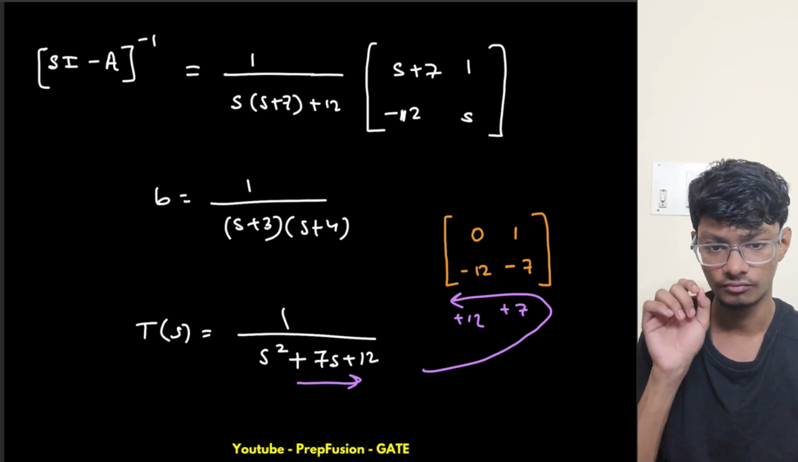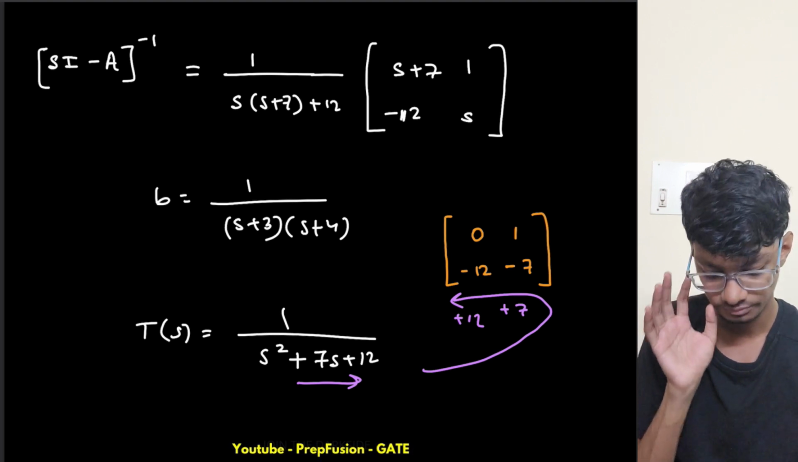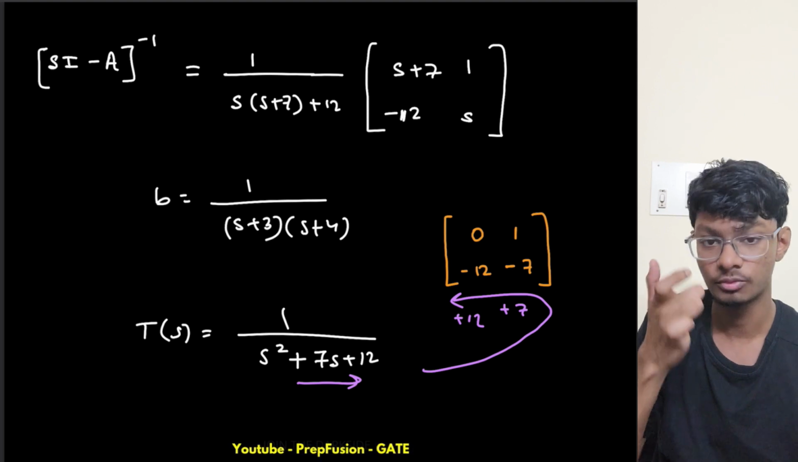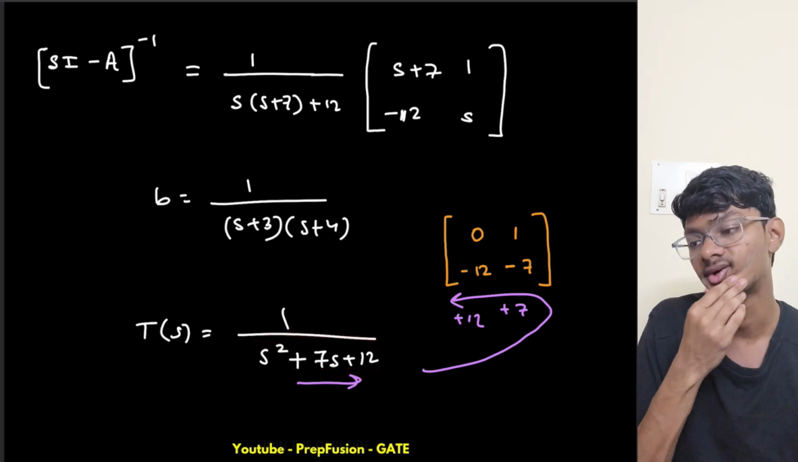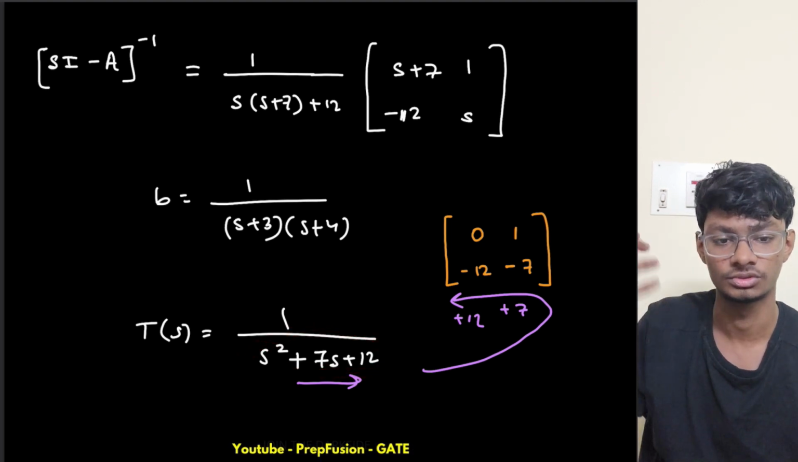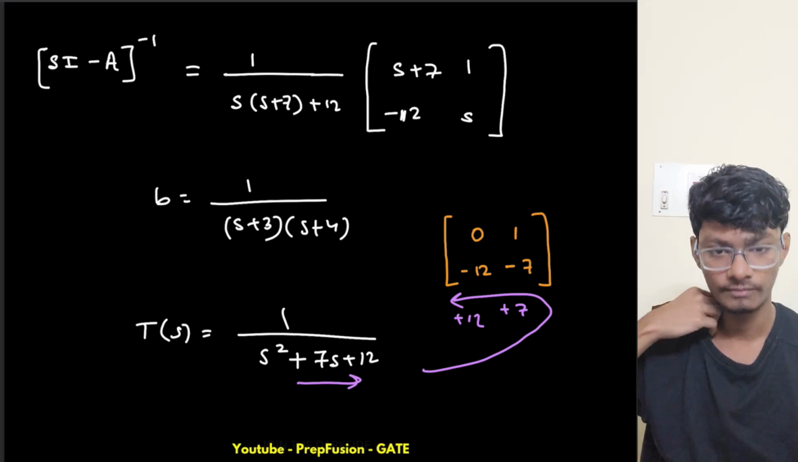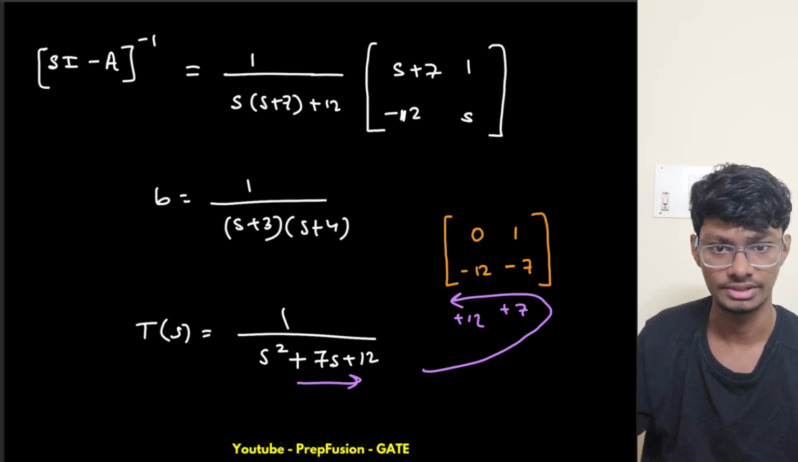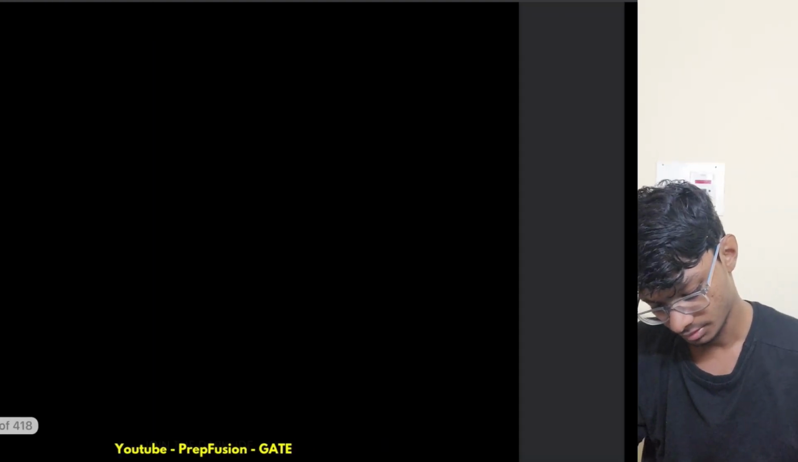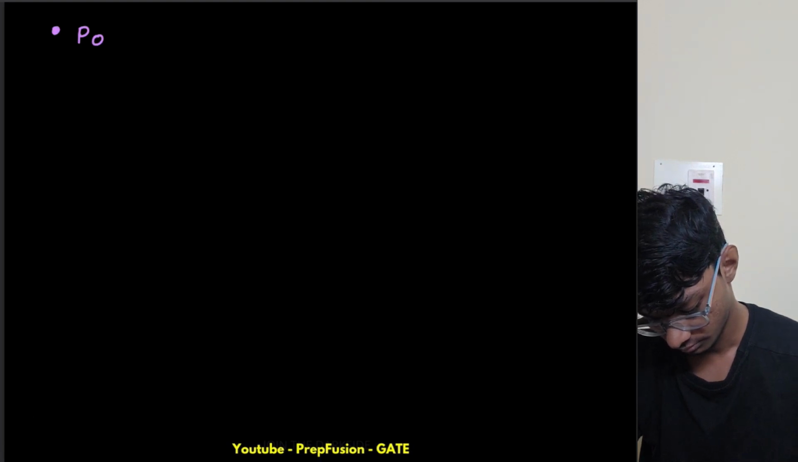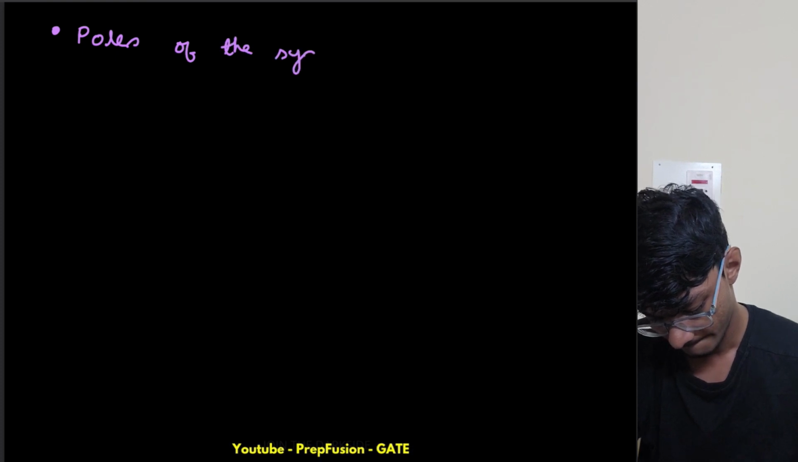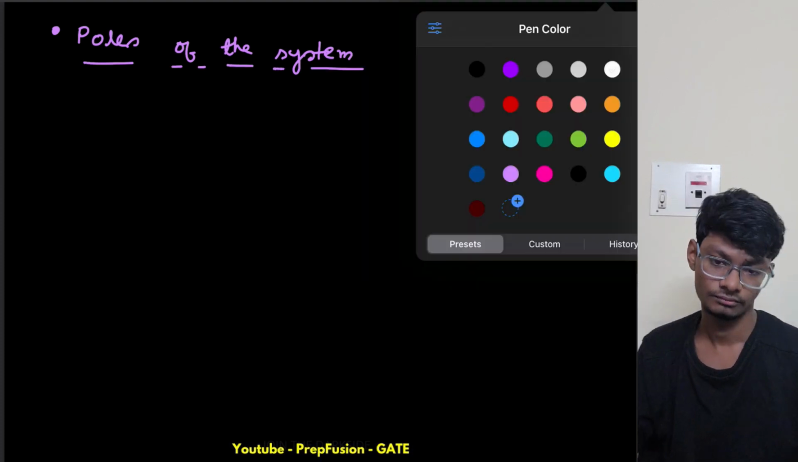Now one more thing that I wanted to tell you in this lecture is what the poles of the system are. Poles of the transfer function are where the value of the transfer function goes to infinity, where the transfer function goes up. So I will find the relation between the poles of the transfer function and the state space representation. What are the poles of the system?